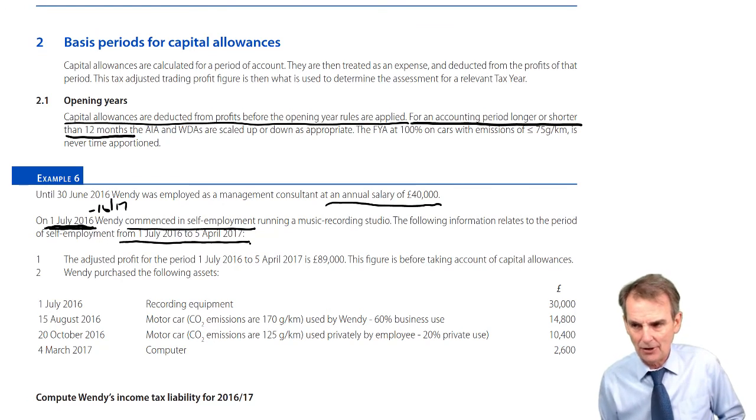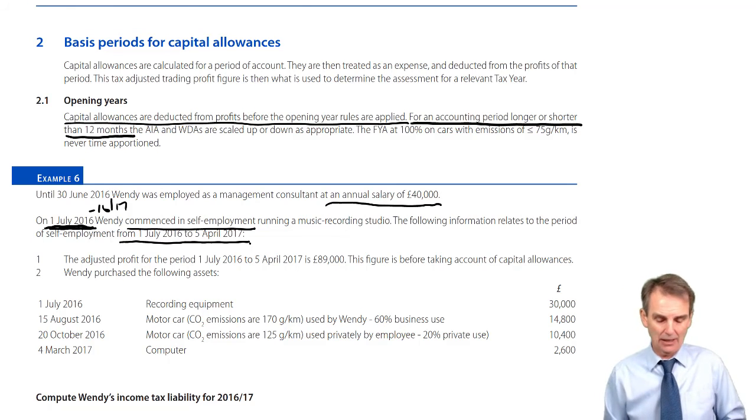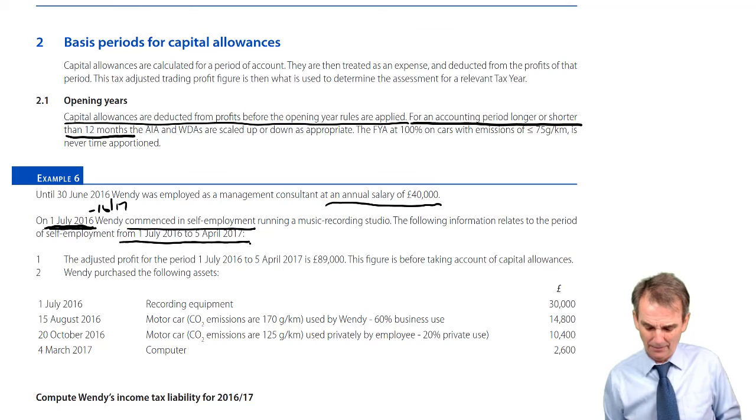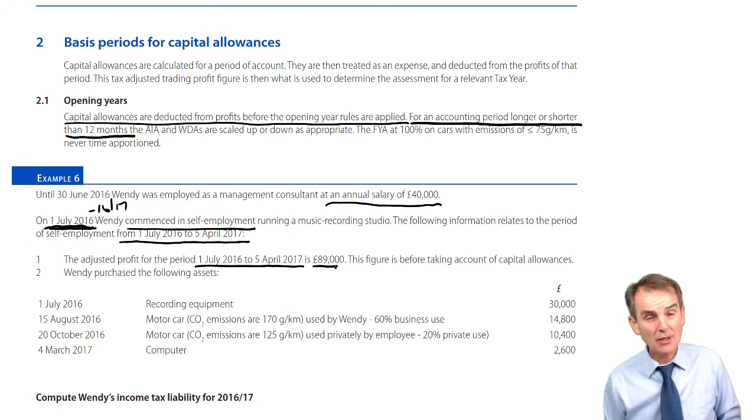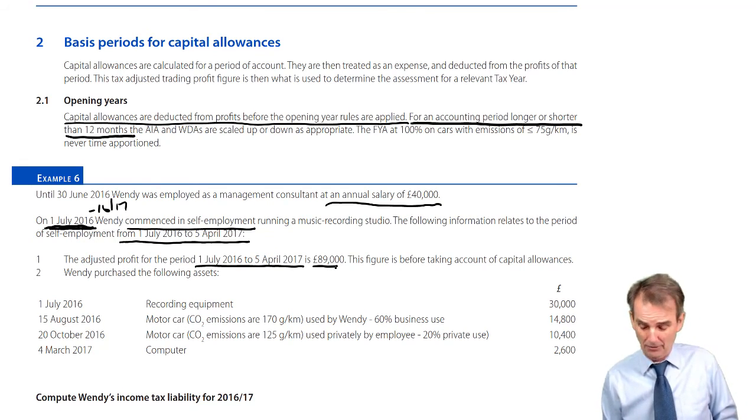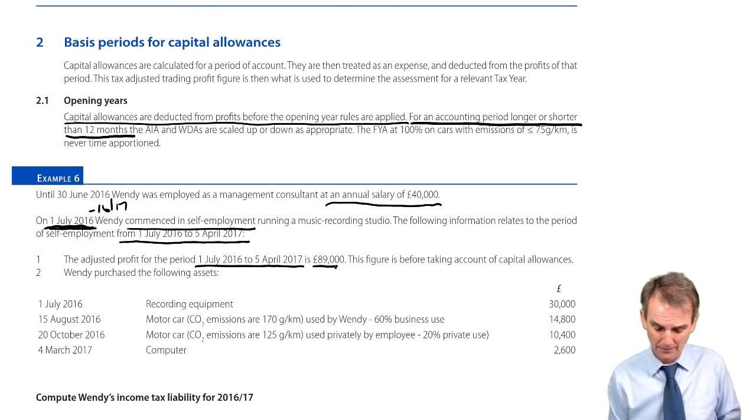This could have been the 31st of March and the same basis of assessment and the same rules would apply. But to the 5th of April, the adjusted profit for that trading period, 1st of July 16 to April 17, is 89,000, and that's before deducting the capital allowances, which of course is the bit that you are going to have to compute.